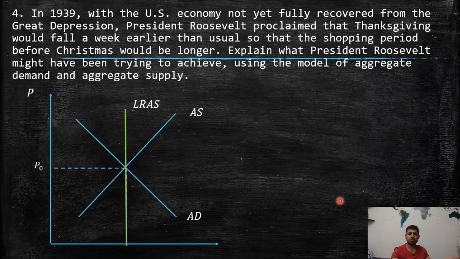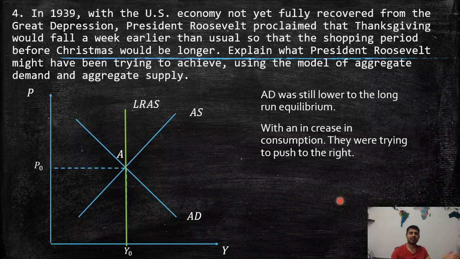Well, basically what he was trying to do was this: aggregate demand was still wounded because of the situation of the Great Depression, so it was still lower than the long run equilibrium. So with an increase in consumption, he was trying to push it to the right. The AD curve was still depressed because of 1929, so with Roosevelt's policy, he was trying to shift this AD curve to the right. This was the basic idea.